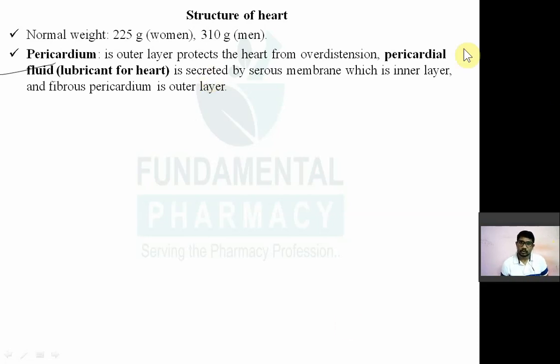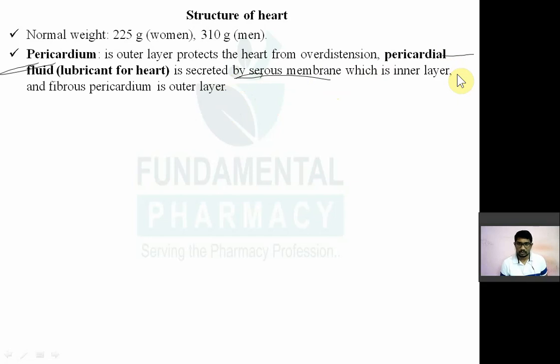As I have told you, the pericardium again has two layers: outer pericardium and inner, meaning visceral, pericardium. In between them there is a very small gap. That gap is filled with this pericardial fluid, which is secreted by the serous membrane of your pericardium. Normally it is around 25 to 30 ml of serous fluid.